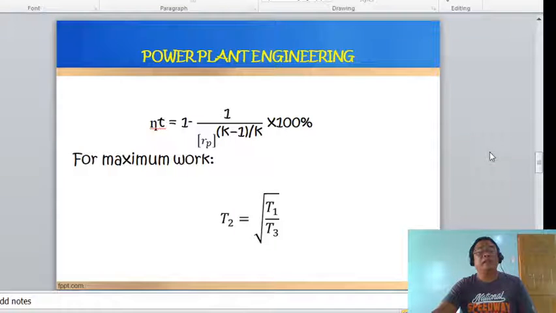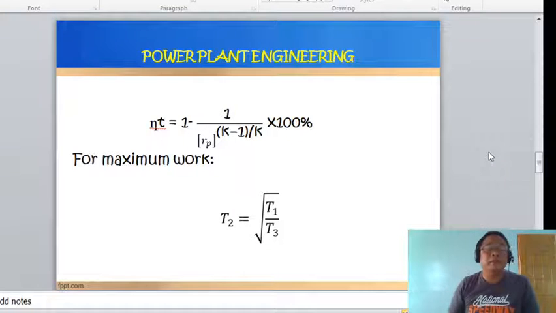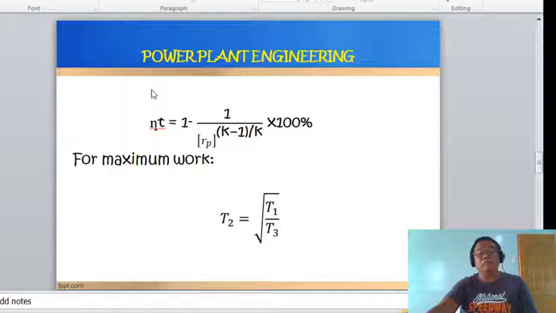So, the thermal efficiency now, using work net over QA, is equal to 1 minus 1 over RP raised to (K minus 1) over K. So this is the thermal efficiency in terms only of the pressure ratio and K.